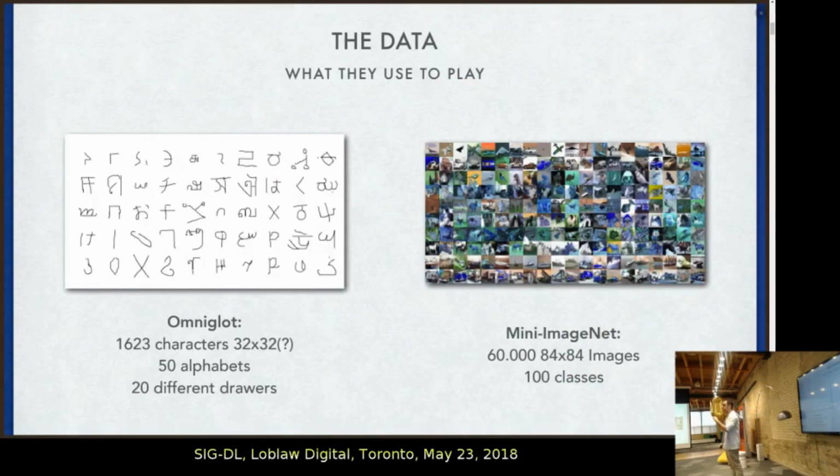The data sets associated with few shot learning are usually Omniglot, which consists of 1,600 characters, about 32 by 32, from 50 different alphabets, some of them real, some of them fake, like the Futurama alphabet is there. They take 20 different people and they draw all the characters. So notice that there are only 20 samples per character. The other one is the usual ImageNet dataset, which you break down into smaller chunks and make sure that you have just a few samples per class. So that's what we're going to use for playing.